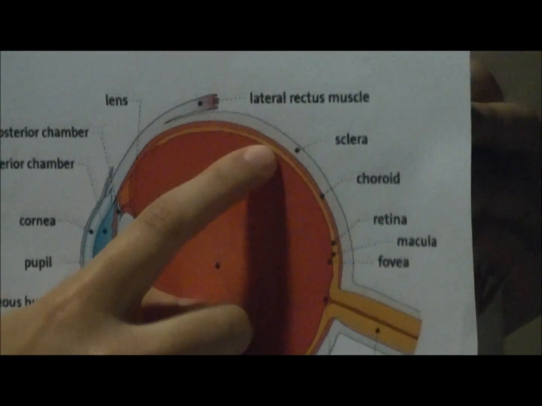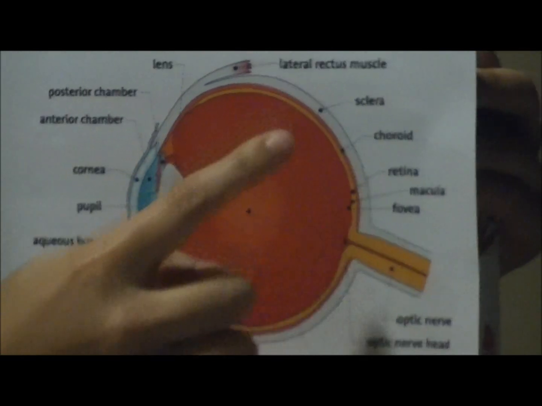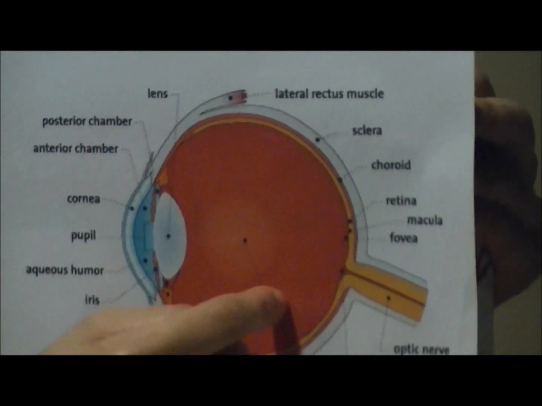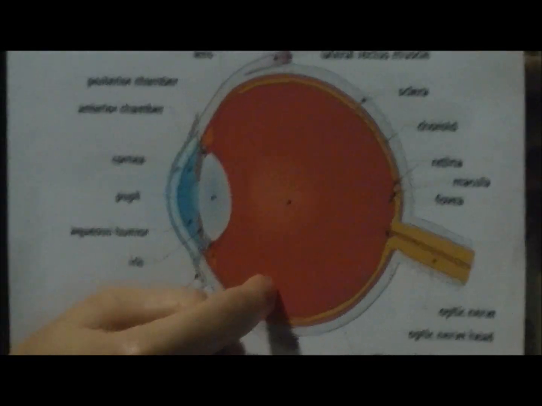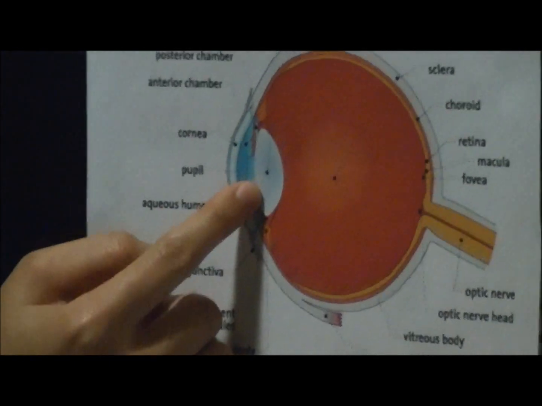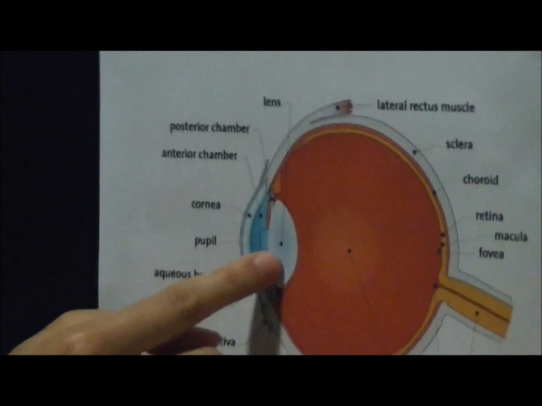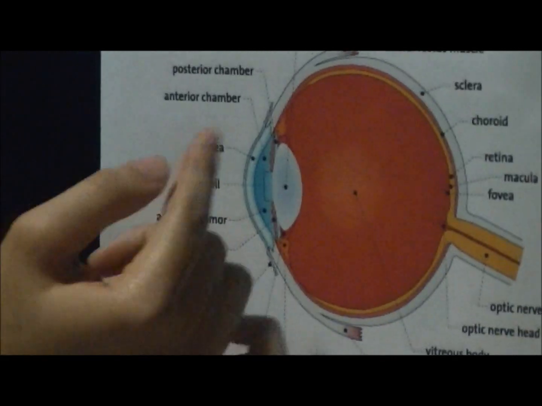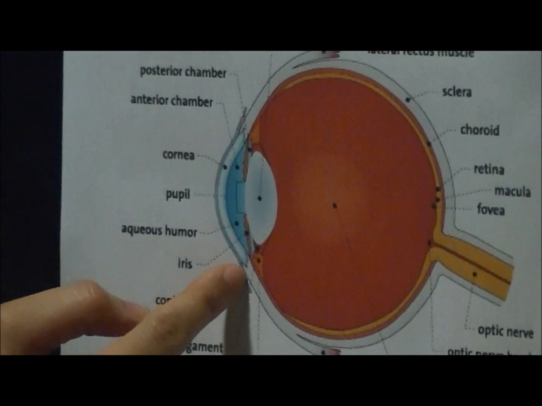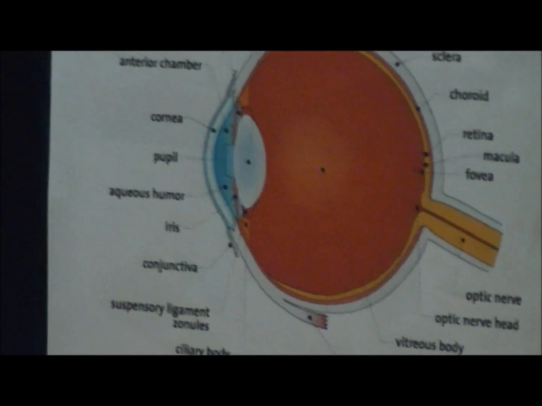The first thing we have is the choroid. The choroid is a layer within the sclera that consists of many blood vessels. These blood vessels provide the retina and the back area of the eye with oxygen and nutrients. Then we have the lens. The lens is located right behind the cornea and is the part of the eye that focuses the light rays onto the retina. It also allows us to change our focus according to different distances.